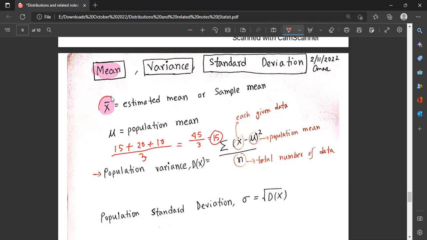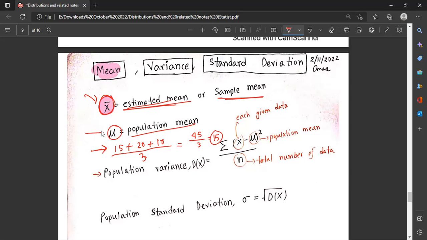And here x bar is a different mean. It is the estimated mean, or the sample mean. It is not this kind of simple mean, because if we have a large amount of data, we cannot do this by hand, so we have to use a formula. X bar means estimated mean or sample mean, and mu is the population mean. Estimated mean and population mean are two different things.